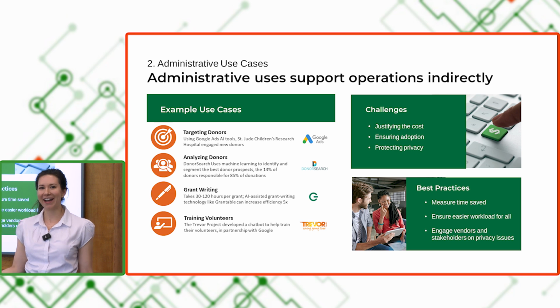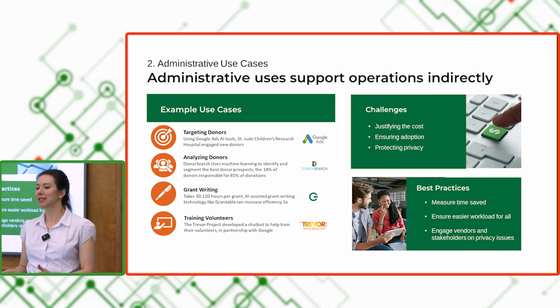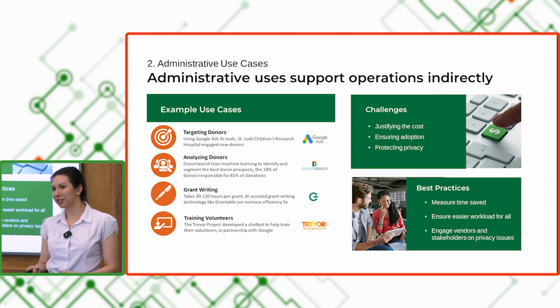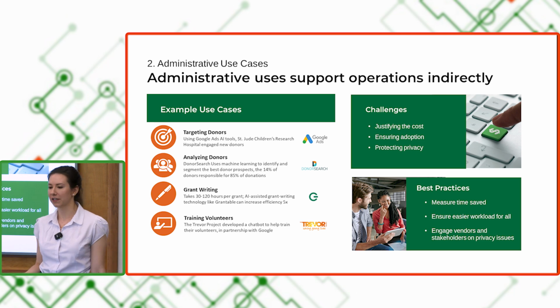Grant writing is also a big one. With generative AI, this has become possible recently. It takes 30 to 120 hours for a nonprofit to write a single grant, and it often takes many, many grants to support a nonprofit every year. And so generative AI technology to help write grants can help increase grant writing efficiency up to 5 times, which is just a huge time savings for nonprofits.